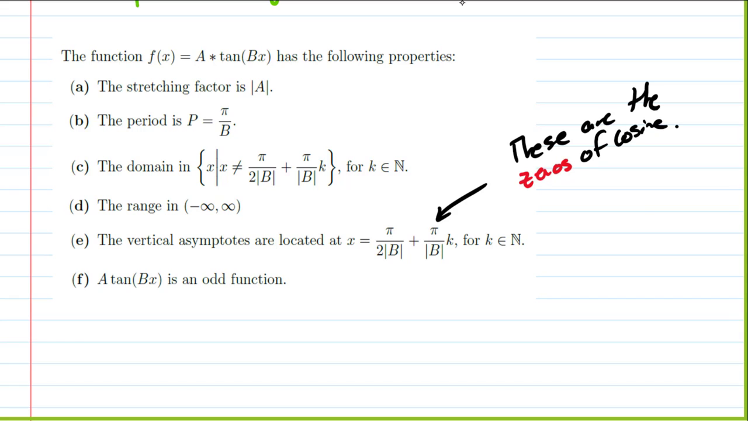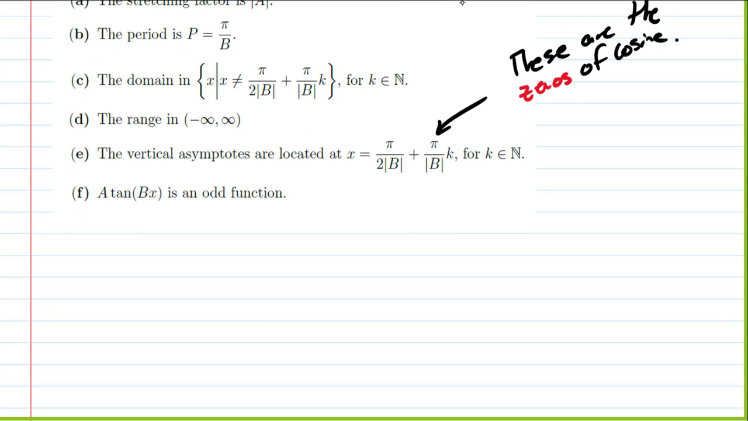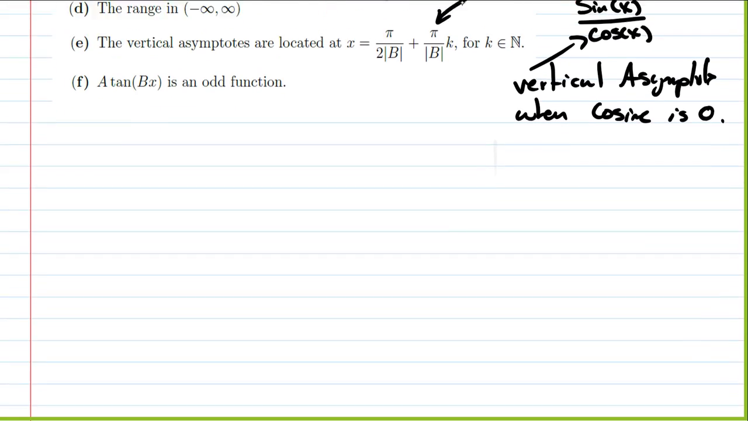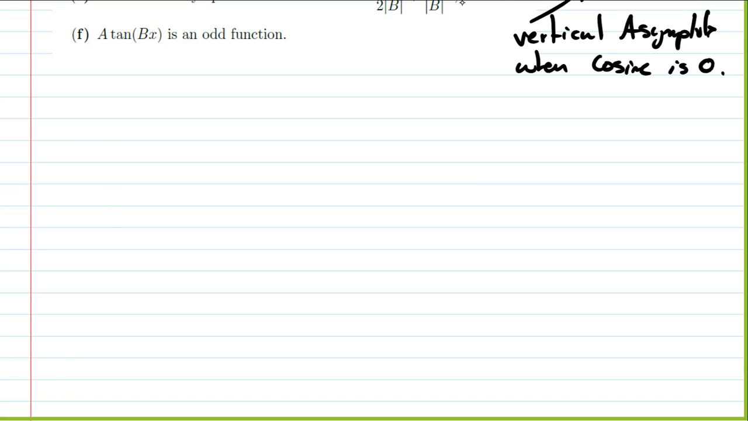So why is it that that would be the zeros of the cosine function? Well, it's because tangent is sine x over cosine x. So we're going to have a vertical asymptote when cosine is 0. And the tangent function is an odd function, as we saw in the graph above.